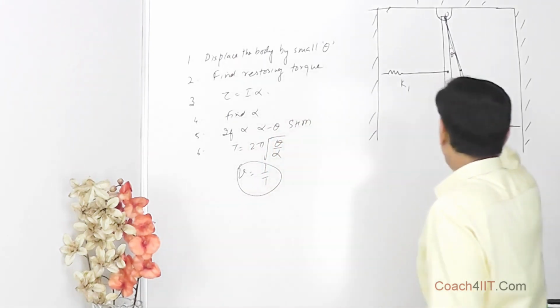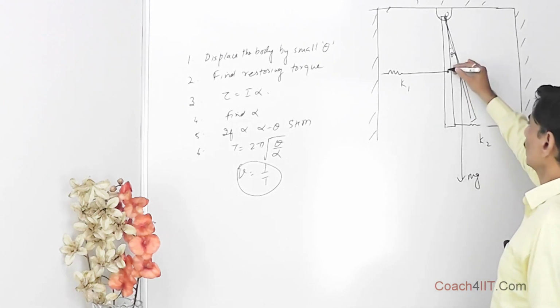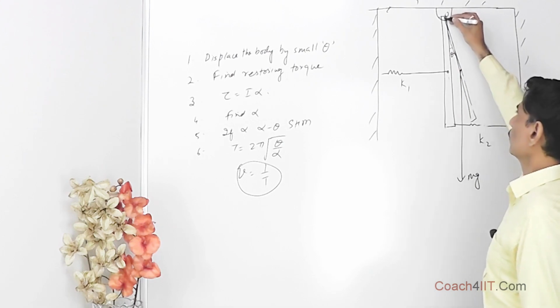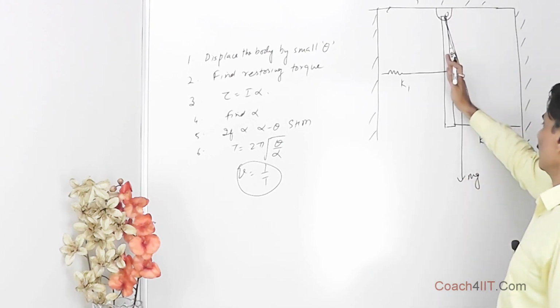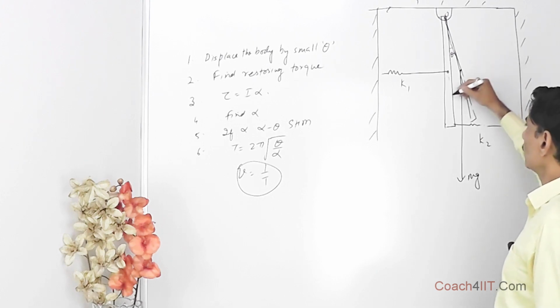Over here, one is mg. This has also come into play. Earlier this line of force of mg was passing through the axis of rotation, so there was no torque. Once it has been displaced, mg is effective and it will create a torque which will try to move it this way.